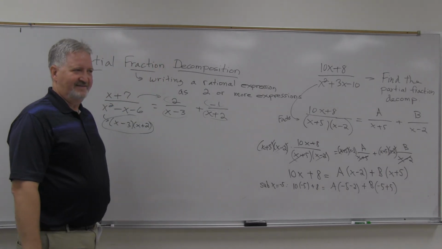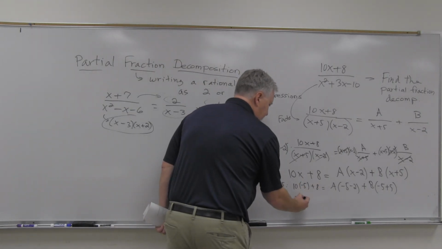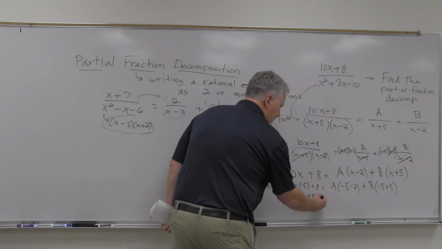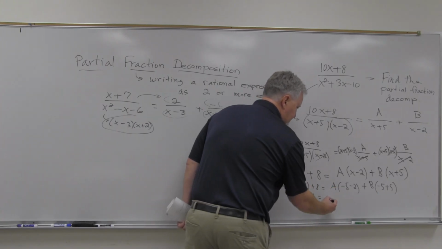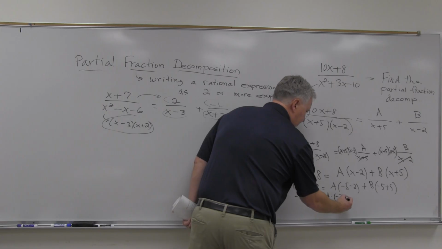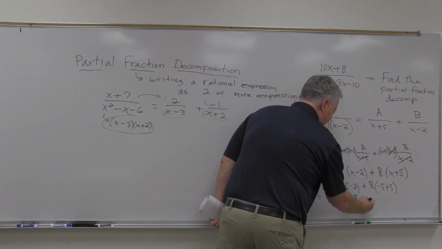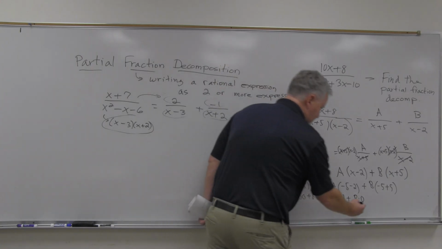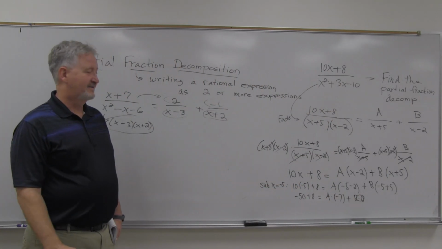What does that give me now? Well, negative 50 plus 8 here, a times negative 7 here. And the reason we chose negative 5 is that gives me 0, and b times 0 is 0. So what I wind up with is just an equation I can solve for a.